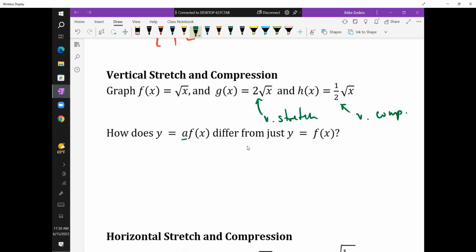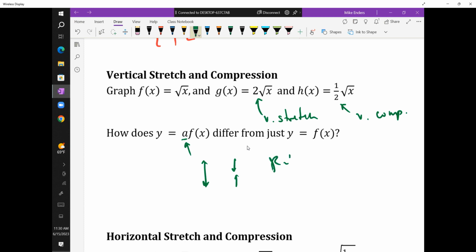How does a times f of x differ from just y equals f of x? This is going to affect the up and down. Am I stretching it? Am I pulling it apart? Or am I kind of squishing it? Am I squeezing it together? So whatever that value is out front, that's going to be our compression.